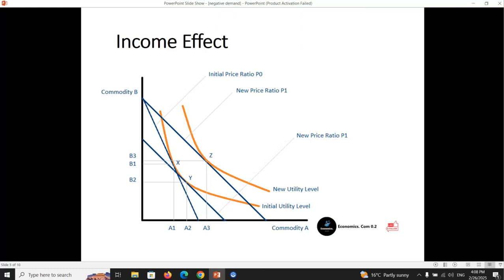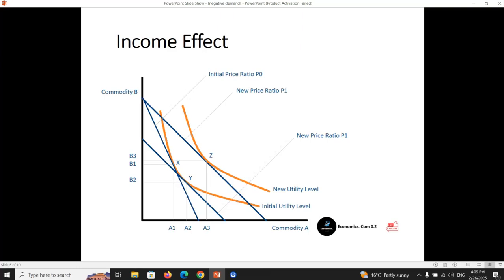What is the income effect? The income effect refers to the change in the quantity demanded of goods due to a change in consumer real income caused by a change in the price of the good itself. When a good's price falls, the consumer feels wealthier because they can now buy more with the same income. When the price rises, their purchasing power shrinks, leading to a decrease in demand for that good.